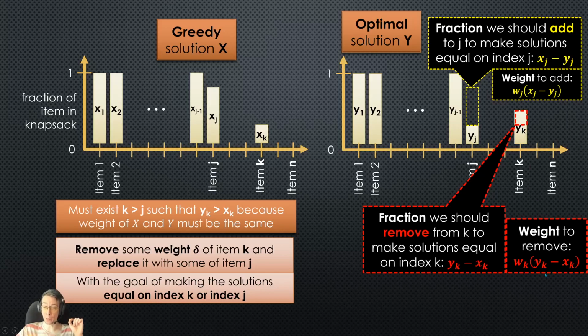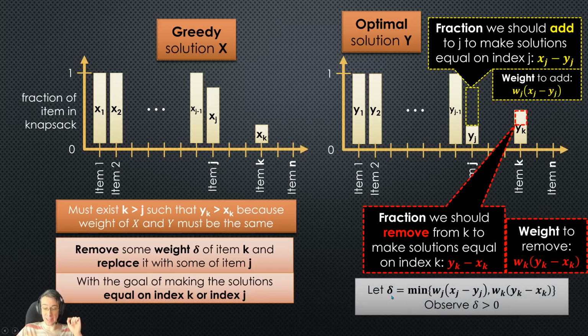Okay, so this is the weight we want to remove, and this is the weight we want to add. So we're going to let delta be the minimum of those two weights, and we're going to observe that delta is greater than 0, regardless of which of these two expressions is smaller, because we've already argued that yk is strictly greater than xk, and the weight wk is positive, and xj is strictly greater than yj, and the weight wj is positive. So this is going to be positive, and then xj minus yj is going to be positive. So this weight's going to be positive.